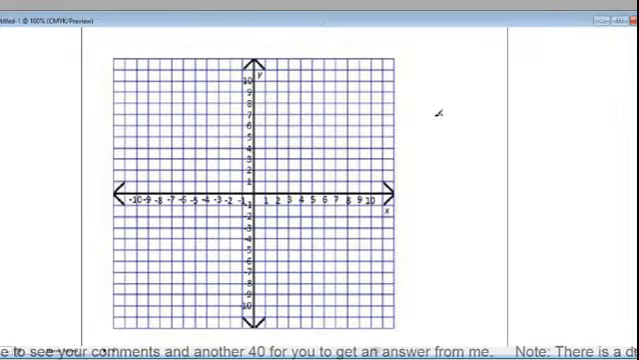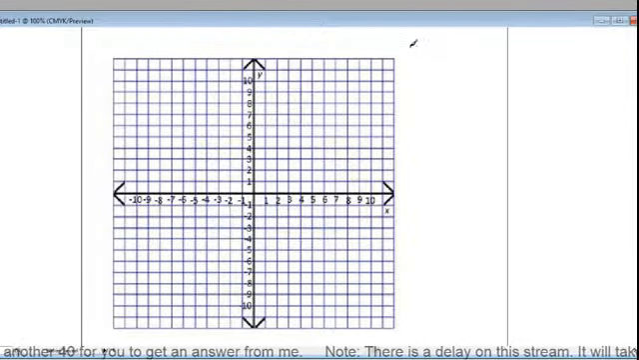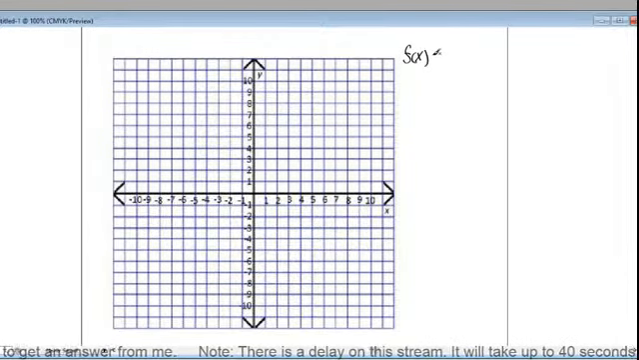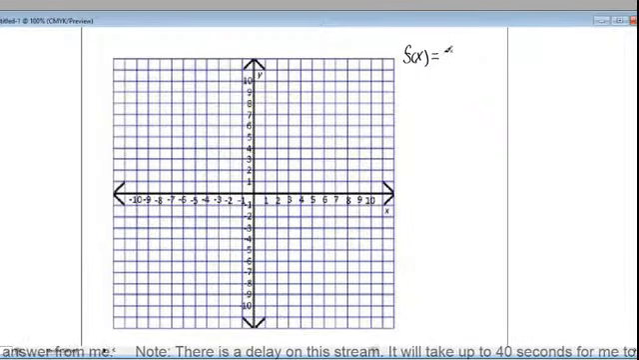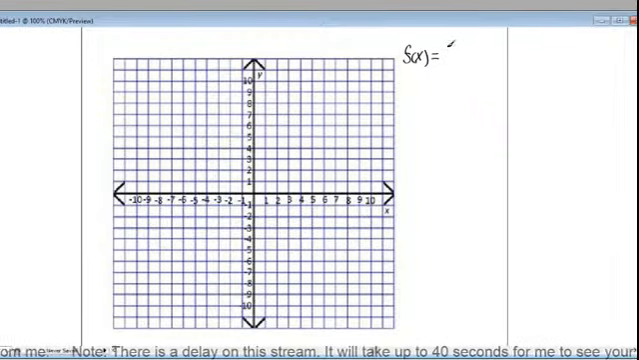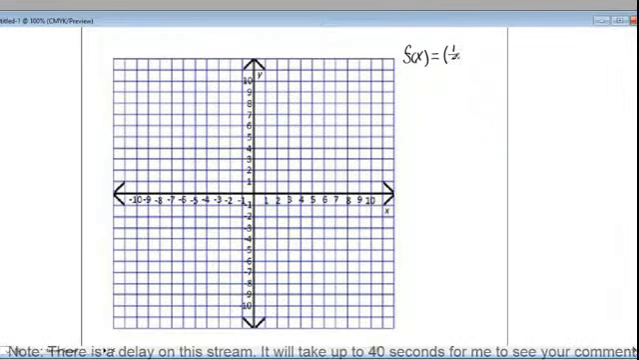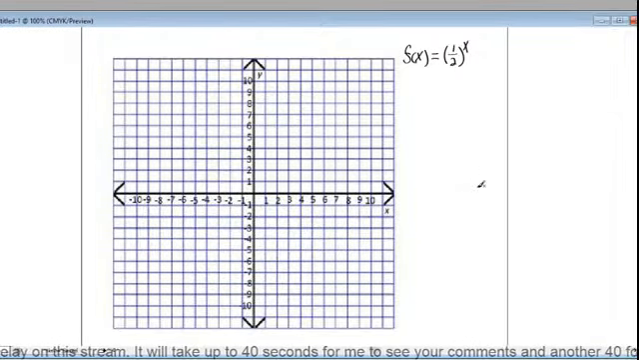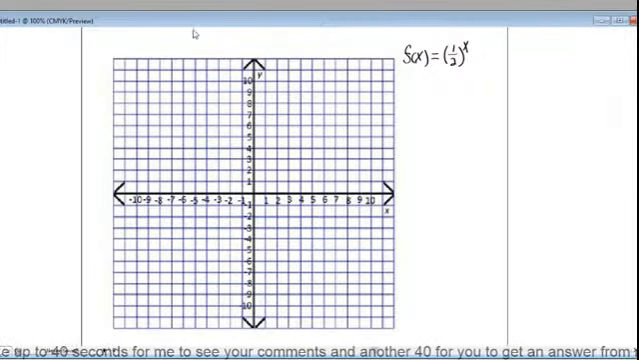Okay. What function do we want to try? Let's try a fraction. So f of x equals, let's say, 1/2 to the x. So f of x equals 1/2 to the x. All right, so let's get another t-chart going so we can organize our points.